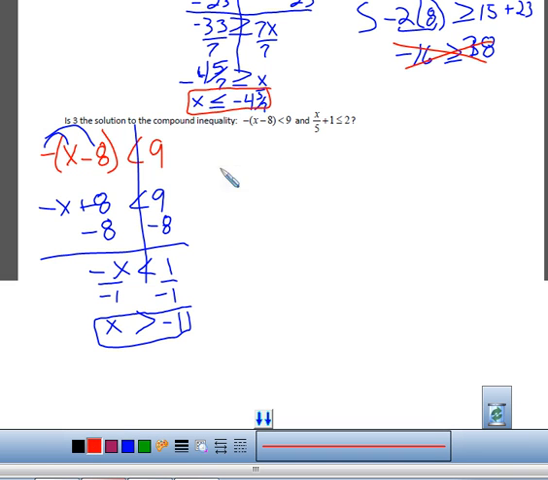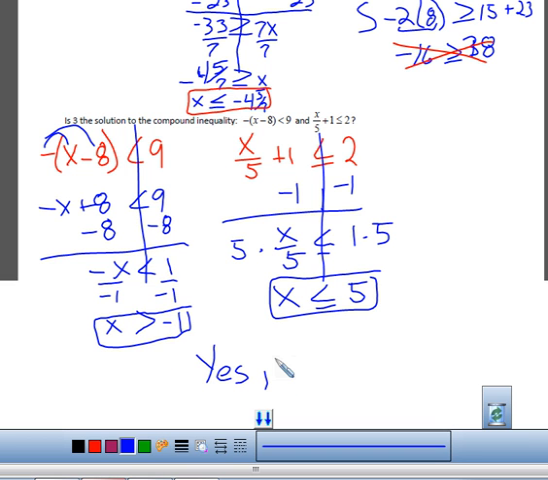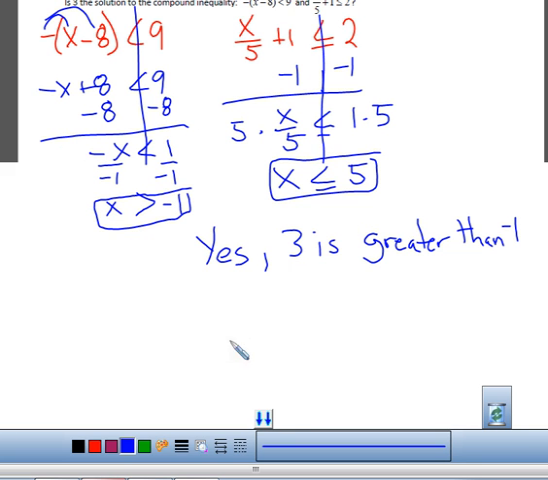Now let's solve the other one. So I'm going to rewrite it. I've got x over 5 plus 1 less than or equal to 2. Alright, so first step, subtract 1 from both sides. X over 5 is less than or equal to 1. Now multiply both sides by 5 to get rid of the fraction. Or divide by 1/5, but that's the same thing. And you get x is less than or equal to 5. Is 3 less than or equal to 5? Yes. So is 3 a solution to this compound inequality? Yes. 3 is greater than negative 1, but less than or equal to 5.